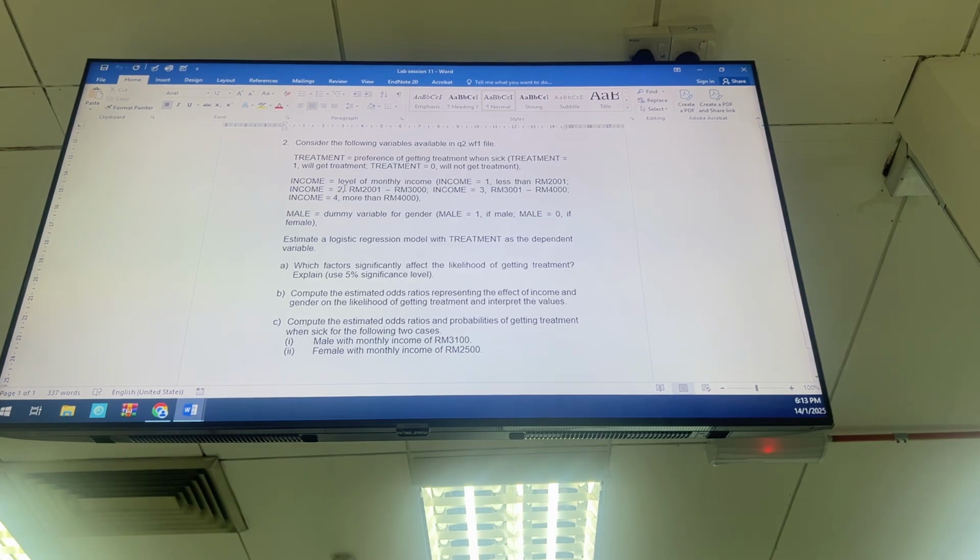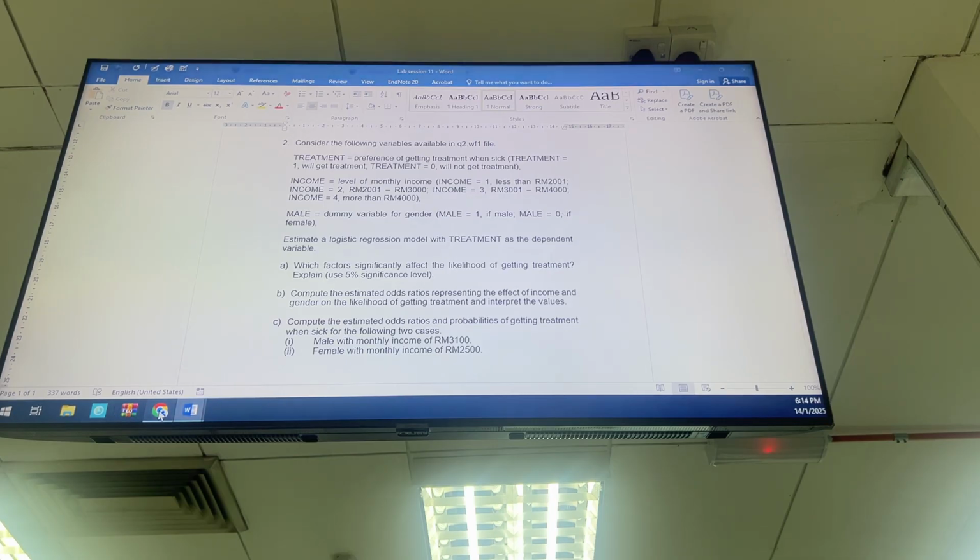And then we take information about income, the income level. This one we just use as an ordinal variable, whether the income falls in any of these groups. And then we have the gender variable for male. So 1 for male, 0 for female. So the question: estimate a logistic regression model with treatment as the dependent variable.